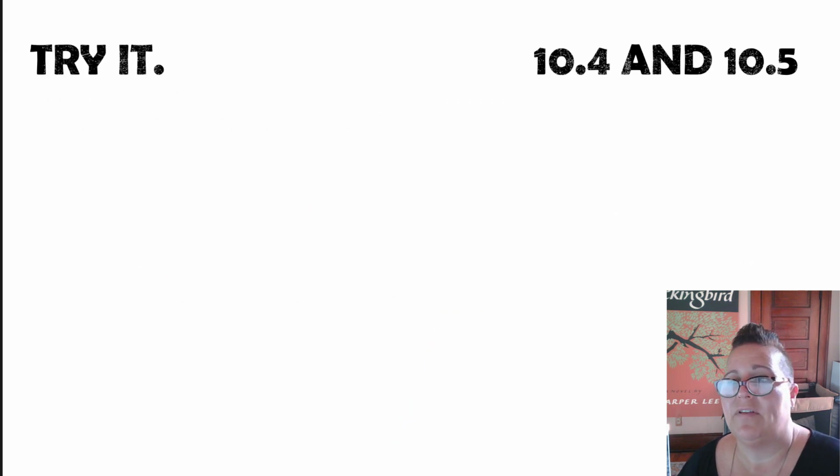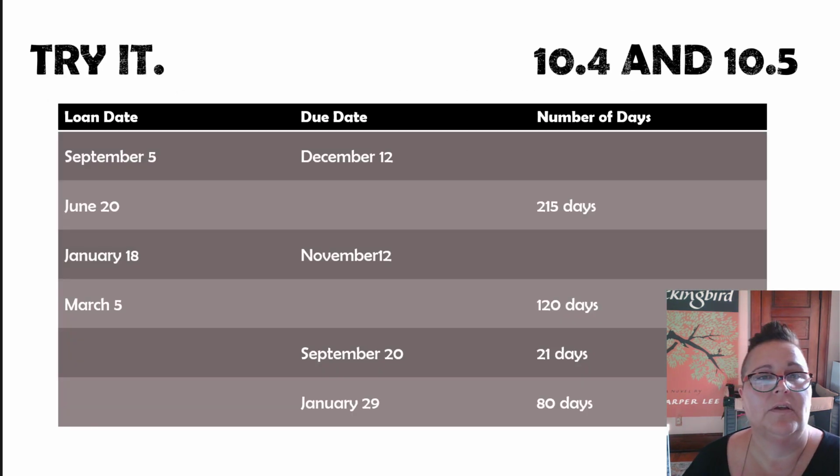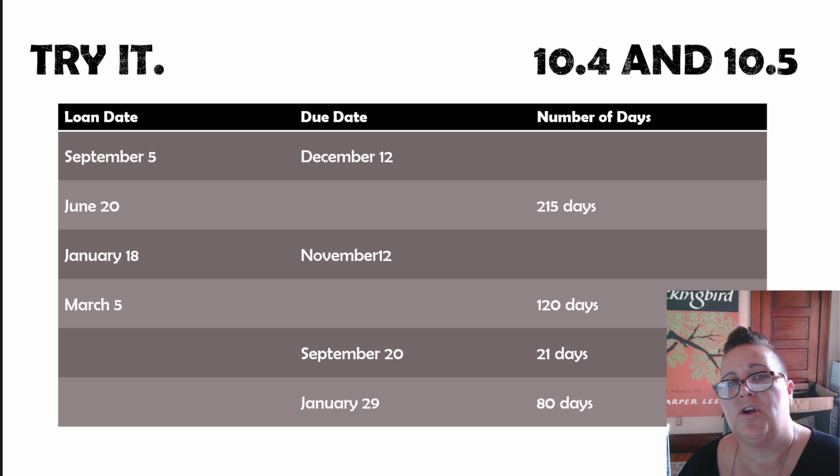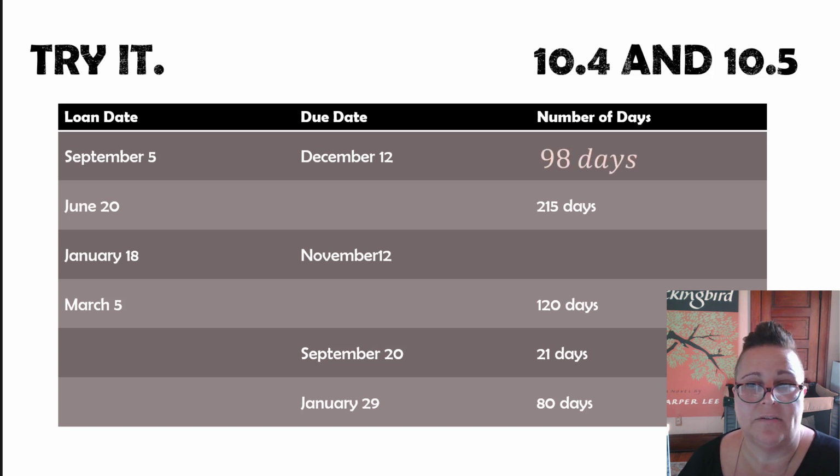Once again, I have a lovely chart to click through. So the first problem gives us September 5th as the loan date, and the due date is September 12th. Going on to the chart and looking up both of those and subtracting them, we find that should leave you 98 days for the loan. If our loan starts on June 20th and we have 215 days in the loan, that should bring you to January the 21st. The next two are very similar.